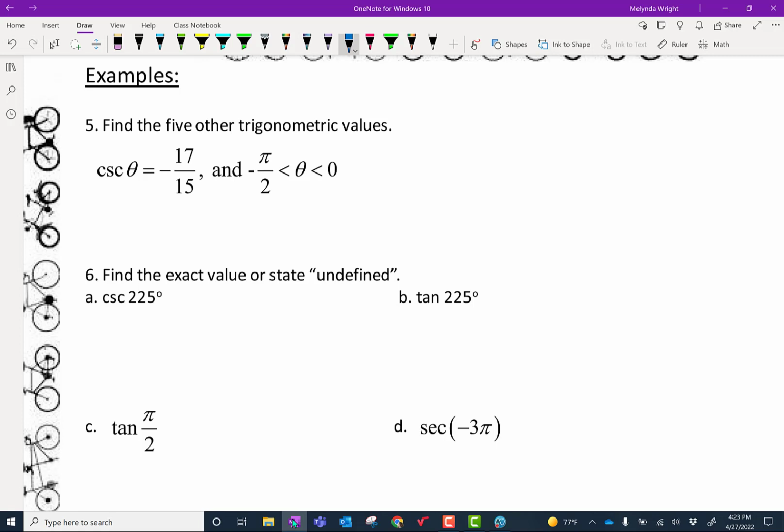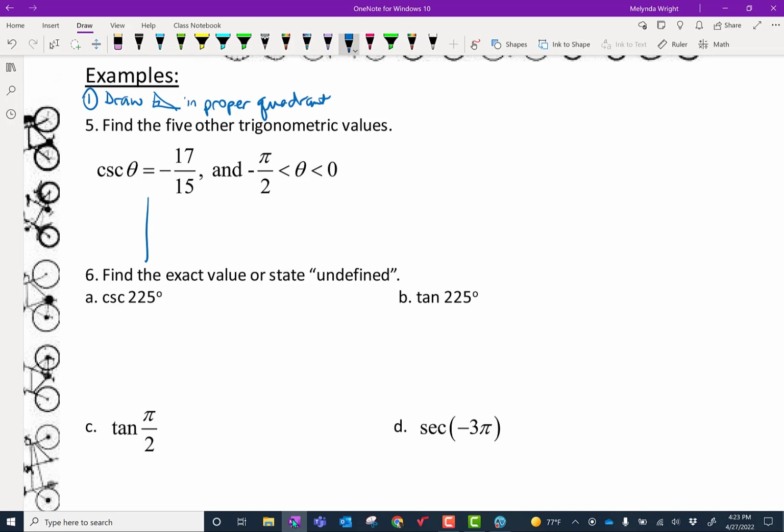So, step one, you know I like steps. We're going to draw a right triangle in the proper quadrant. So how do we determine what the proper quadrant is? Here is an idea.